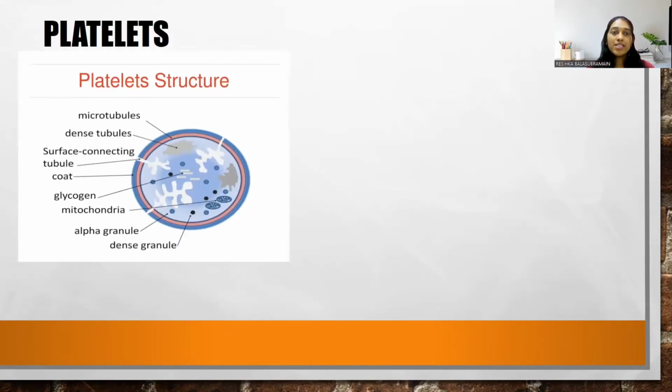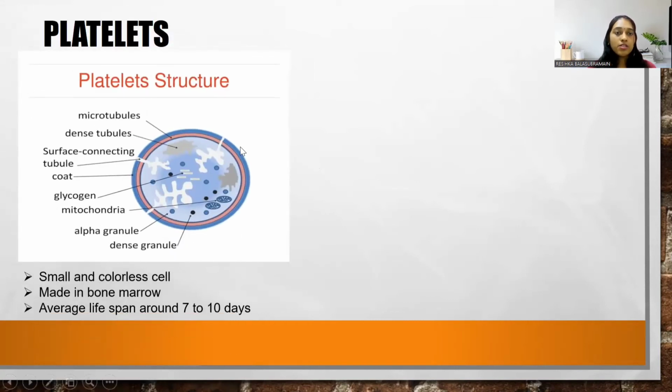The last component is platelets. This is the structure of platelets, and platelets are small and colorless cells. They are made in the bone marrow. The average lifespan is around 7 to 10 days. It has a coating, glycogen, and also dense tubules.